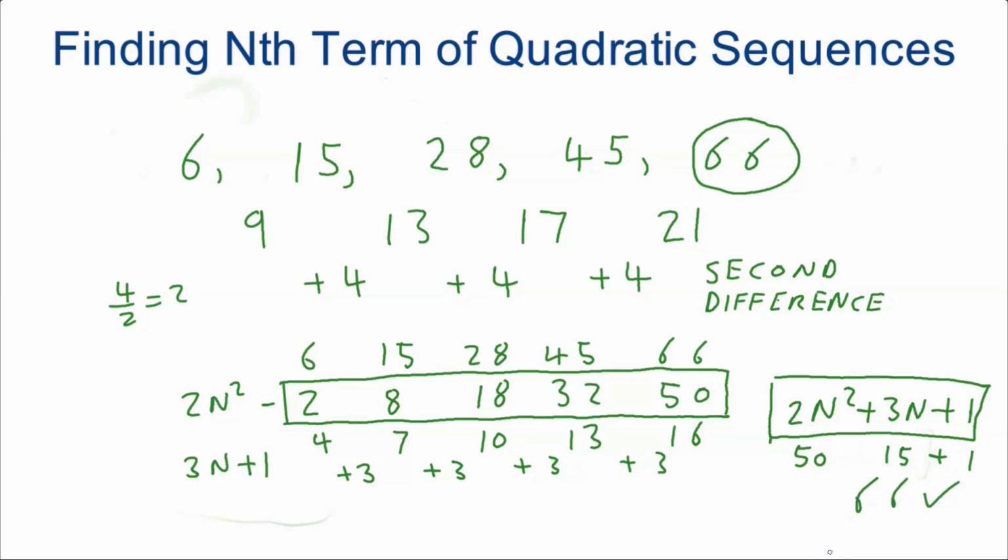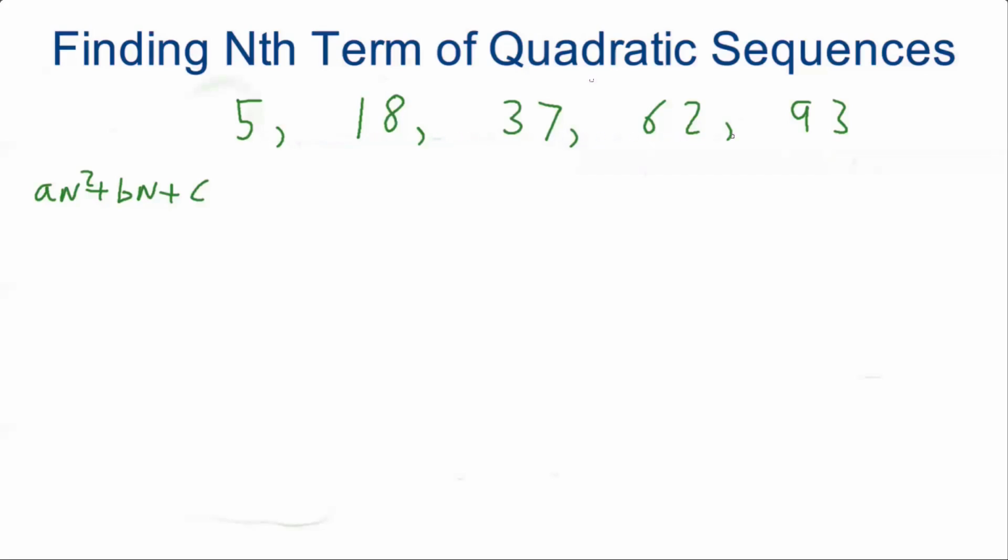Let's do another one. We've got 5, 18, 37, 62, 93. Is it a quadratic sequence? If it is, we can put it in this form, find all these coefficients here, a, b, and c, and we will know it's a quadratic sequence if the second difference is constant. So off we go. 5 to 18 is a difference of 13. 18 to 37 is 19. 37 to 62 is 25. And then 62 to 93 is going to be 31.